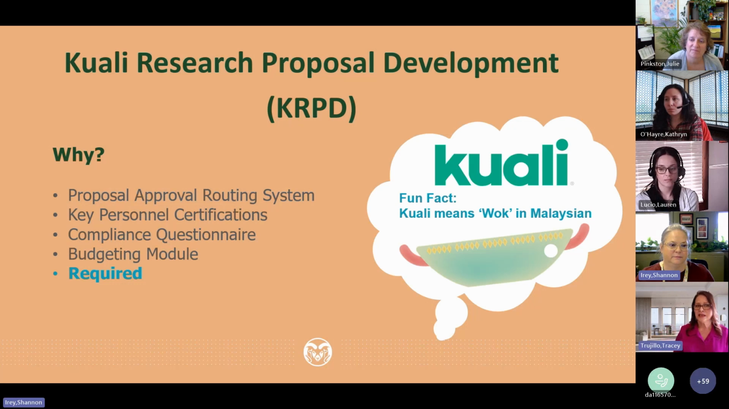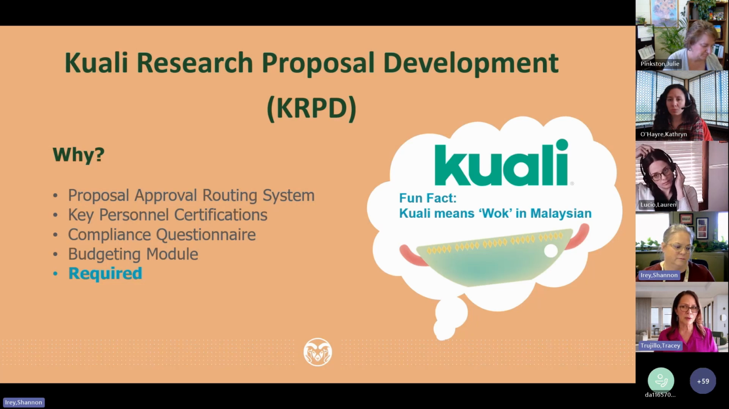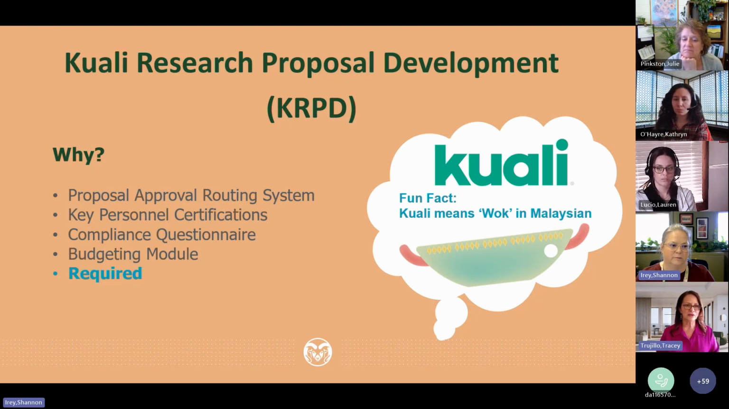It involves key personnel certifications, compliance questionnaire, and the certification questions, let me back up on that a little bit, changes depending on your sponsor. If it's NIH or NSF, sometimes there's like 3 questions versus 2 questions. The compliance questionnaire is that questionnaire on the proposal side of the module where they have to answer all those questions. And some of those address the international component. If there's any export control situations, it asks for the URL for the solicitation. And then you have the budgeting module.